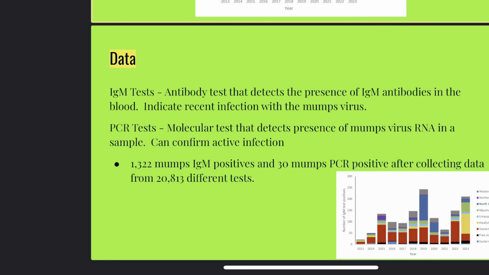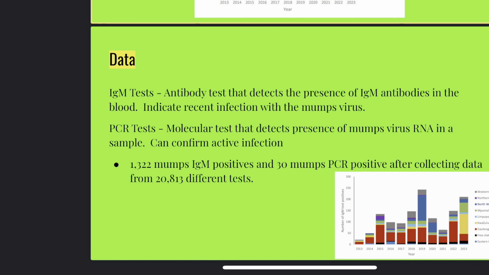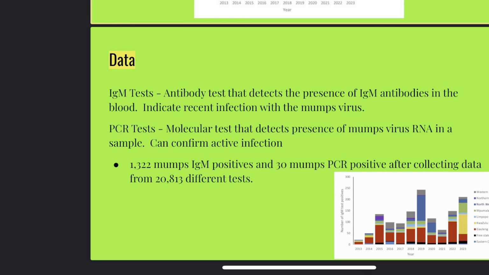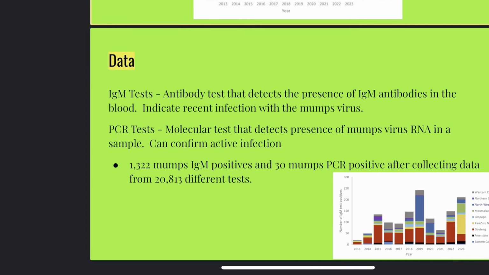In 2023, 1,322 mumps IgM positives and 30 mumps PCR positives were found after collecting data from 20,813 different tests. The percent positivity rate is identified at 69%, which is significantly increased from years past.